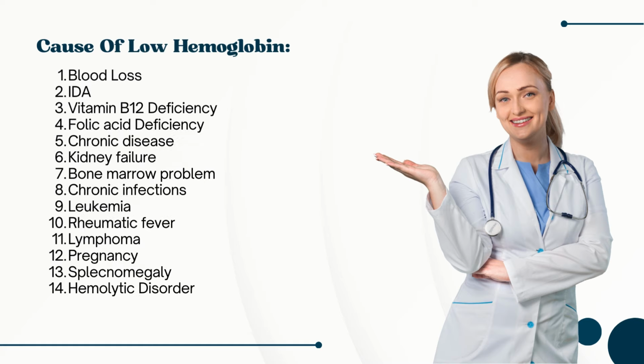Cause of low hemoglobin. Number 1, blood loss. Number 2, IDA. Number 3, vitamin B12 deficiency. Number 4, folic acid deficiency. Number 5, chronic disease. Number 6, kidney failure. Number 7, bone marrow problem. Number 8, chronic infections. Number 9, leukemia. Number 10, rheumatic fever. Number 11, lymphoma. Number 12, pregnancy. Number 13, splenomegaly. Number 14, hemolytic disorder.